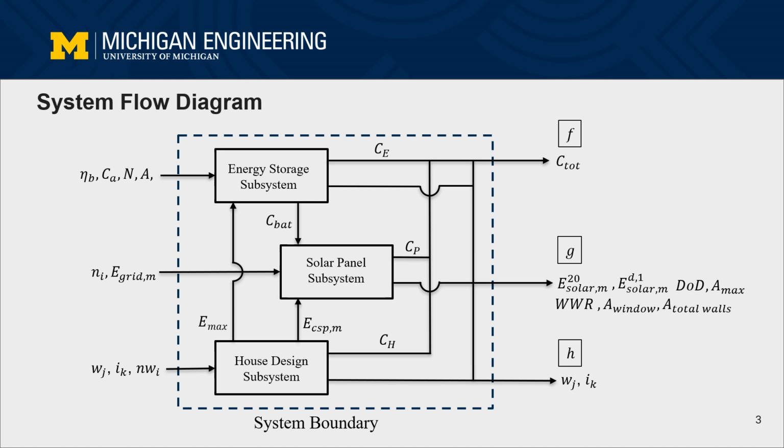A system-level design is necessary because the solar panels, battery storage, and house design are interdependent, sharing critical variables that influence cost, energy efficiency, and long-term performance. Designing these subsystems in isolation would lead to suboptimal performance and potential conflicts in space, cost, and energy distribution.